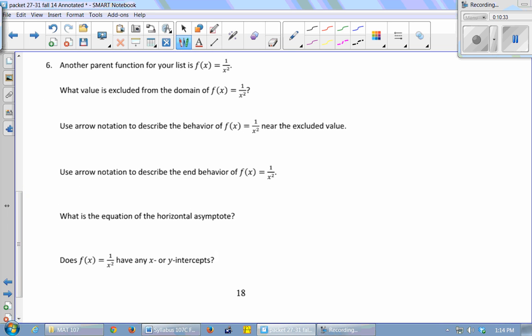All right, so now we're going to develop one more new parent function. f of x is 1 over x squared. What value is excluded from the domain of 1 over x squared? 0. Can't plug in a 0.